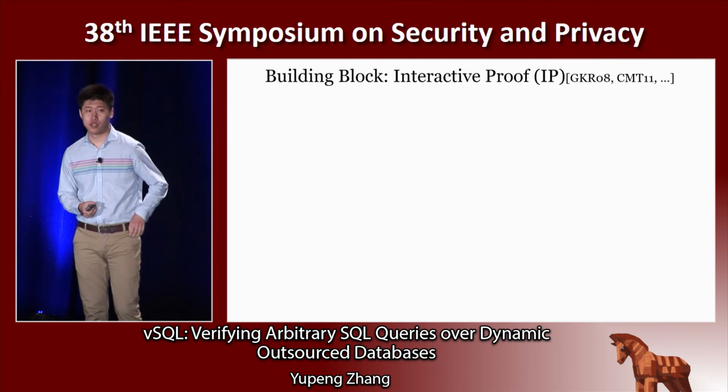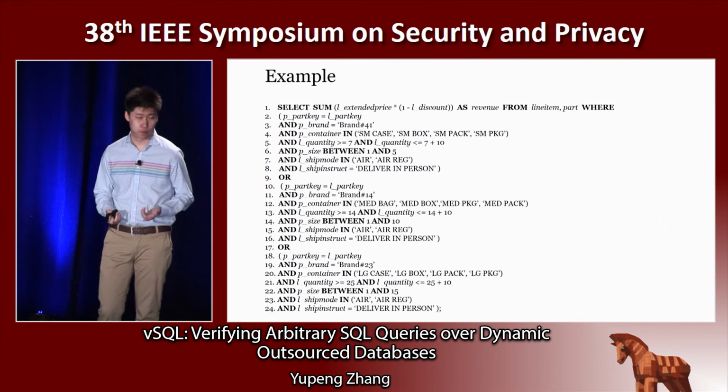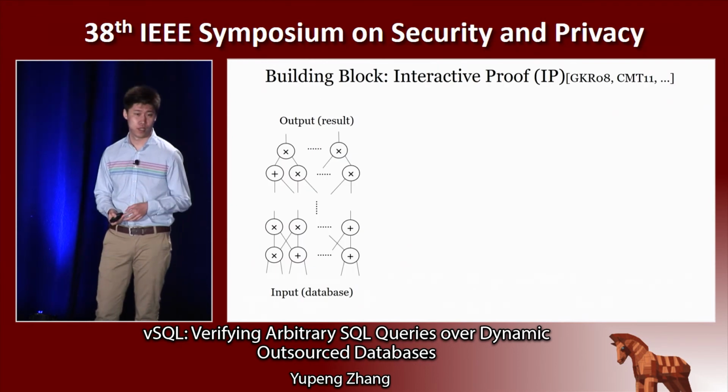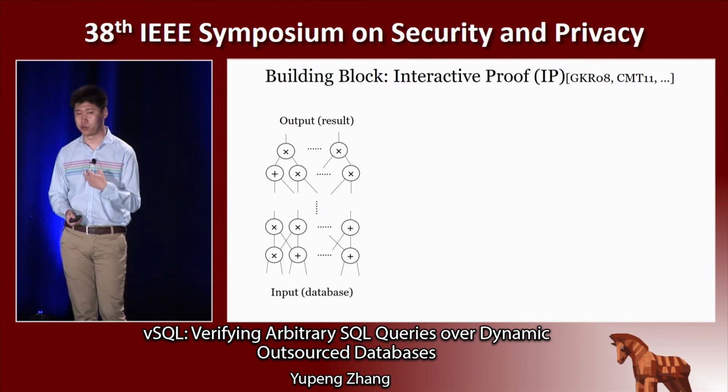The first thing I want to show you is a major building block of our system called interactive proof. As a cryptographer, when you see a complex query like this, you model it as a circuit. The circuit takes the database as the input and outputs the result of the query. And we want the server to tell us what this result is.